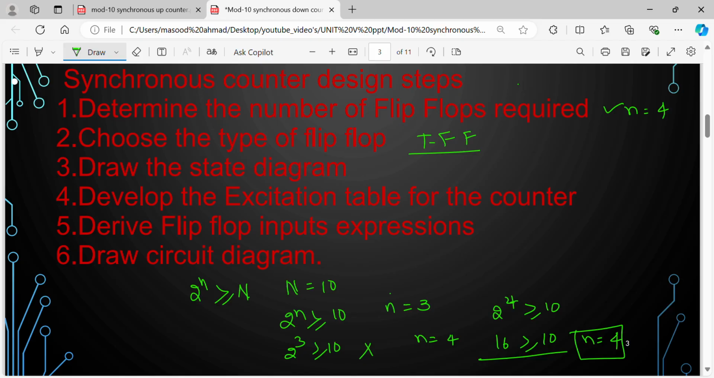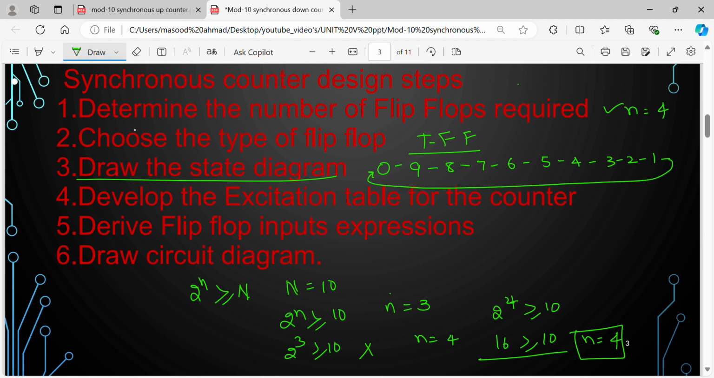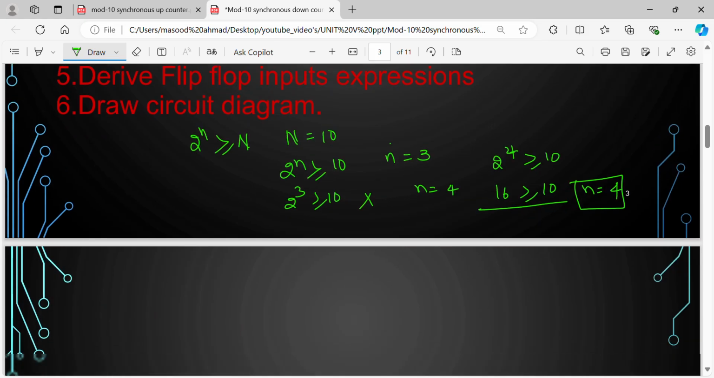Then we need to draw the state diagram. How exactly does it look? If it is in 0, the next state is 9. 9 becomes 8, 8 becomes 7, 7 becomes 6, 6 becomes 5, 5 becomes 4, 4 becomes 3, 3 becomes 2, 2 becomes 1, 1 becomes 0. We will continue and show this clearly. Then we need to develop the excitation table for the counter. Then we will get the expressions for the inputs.